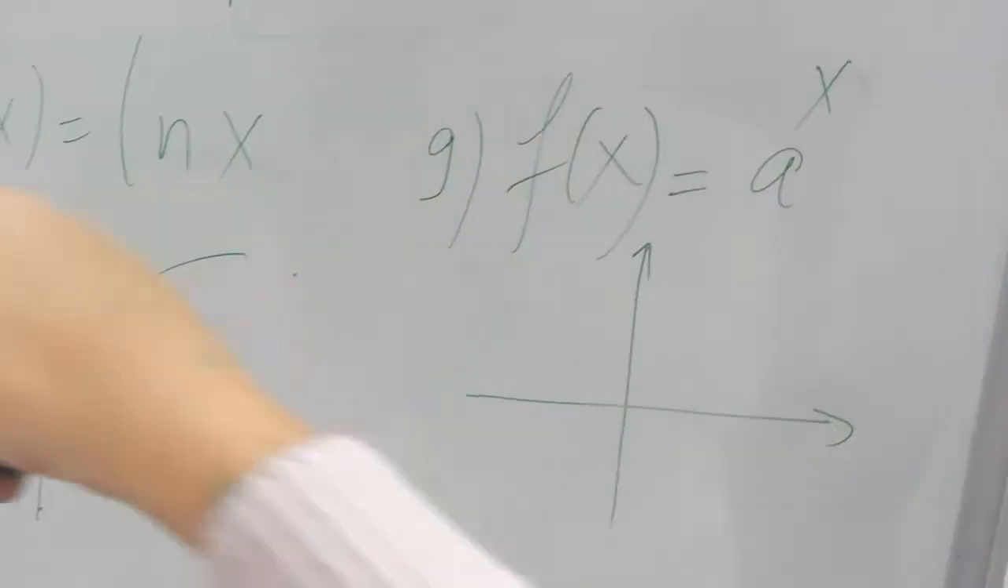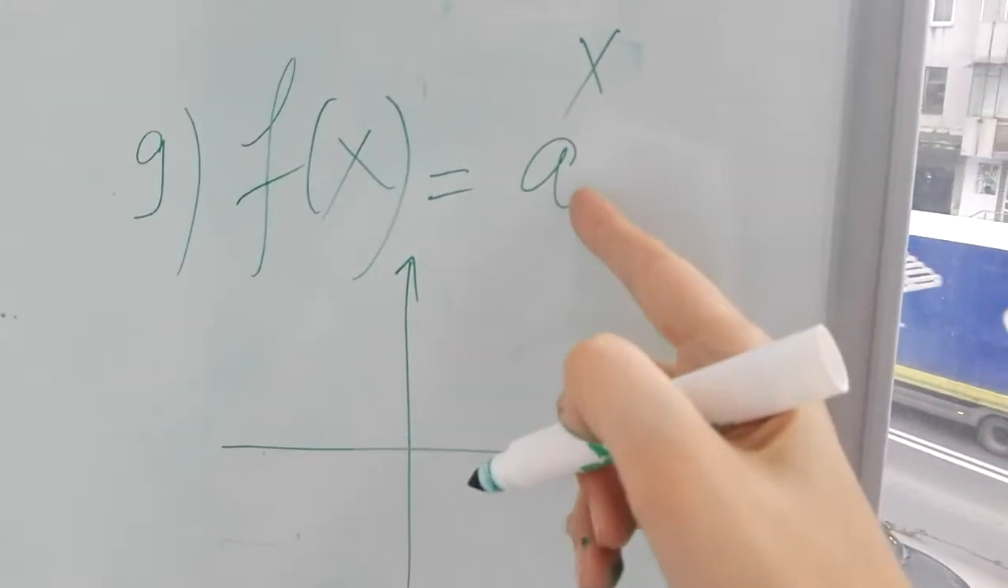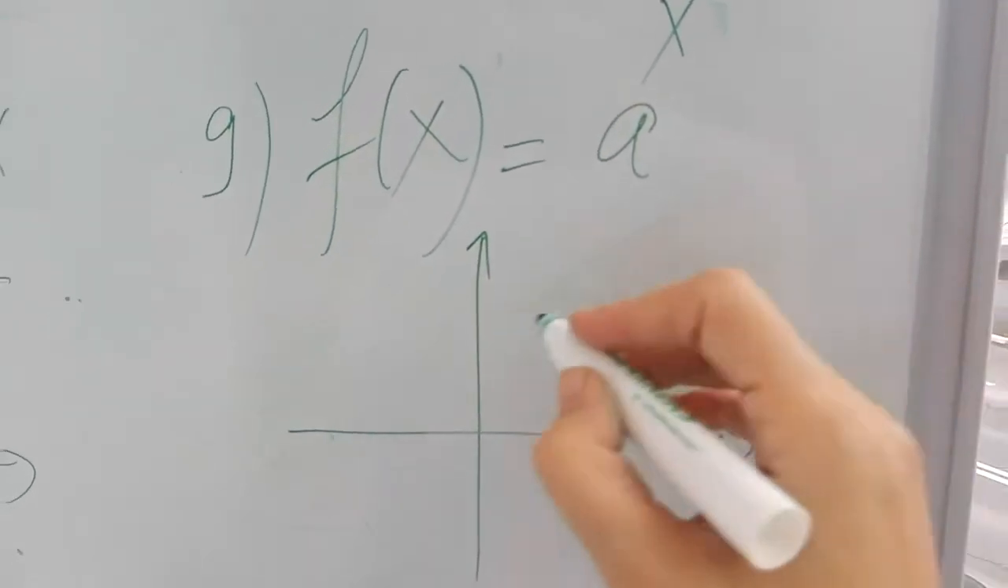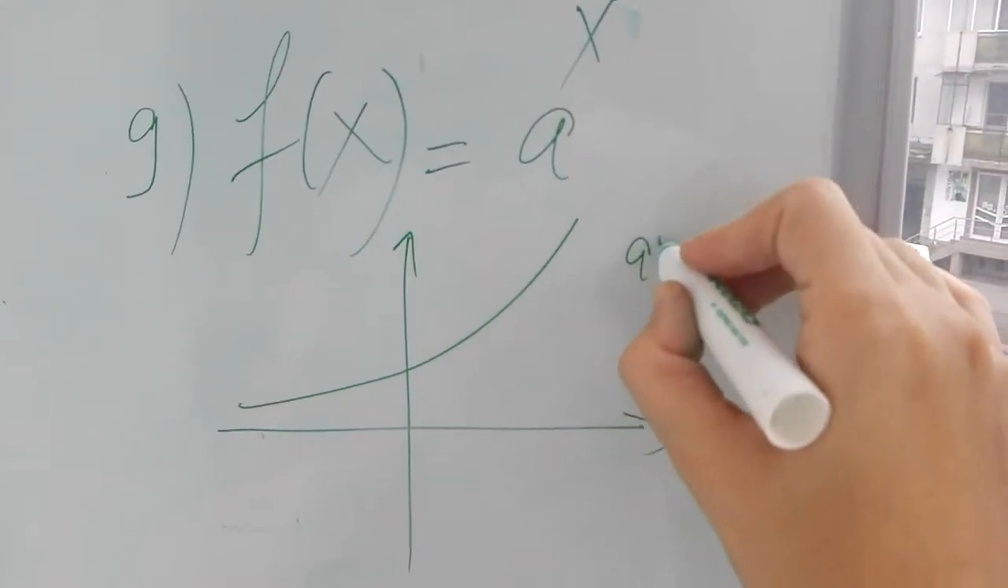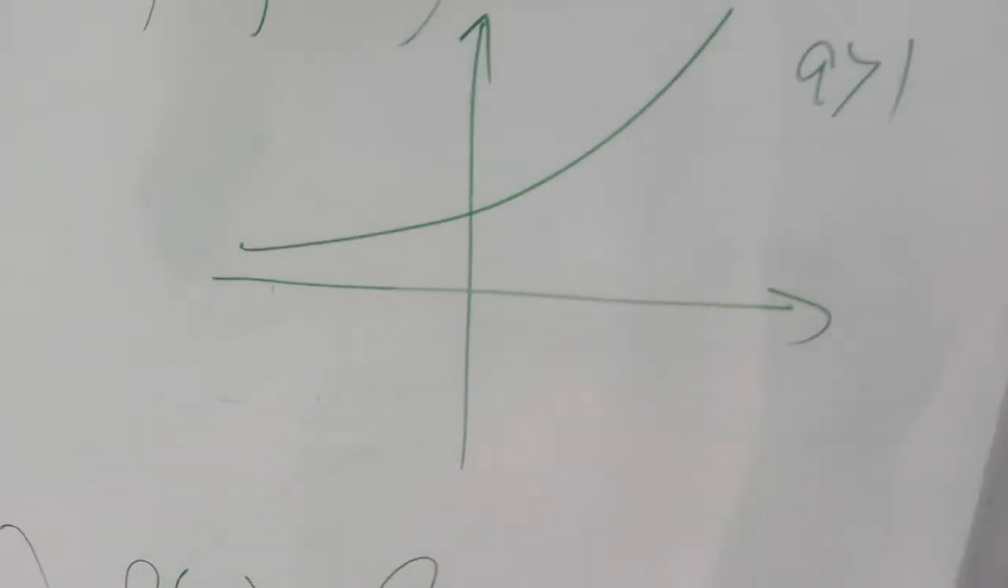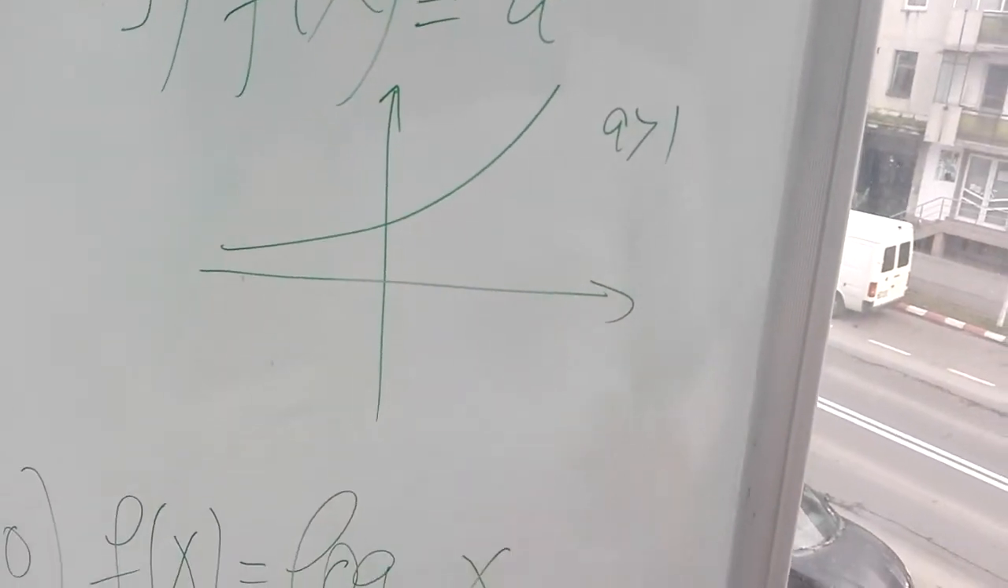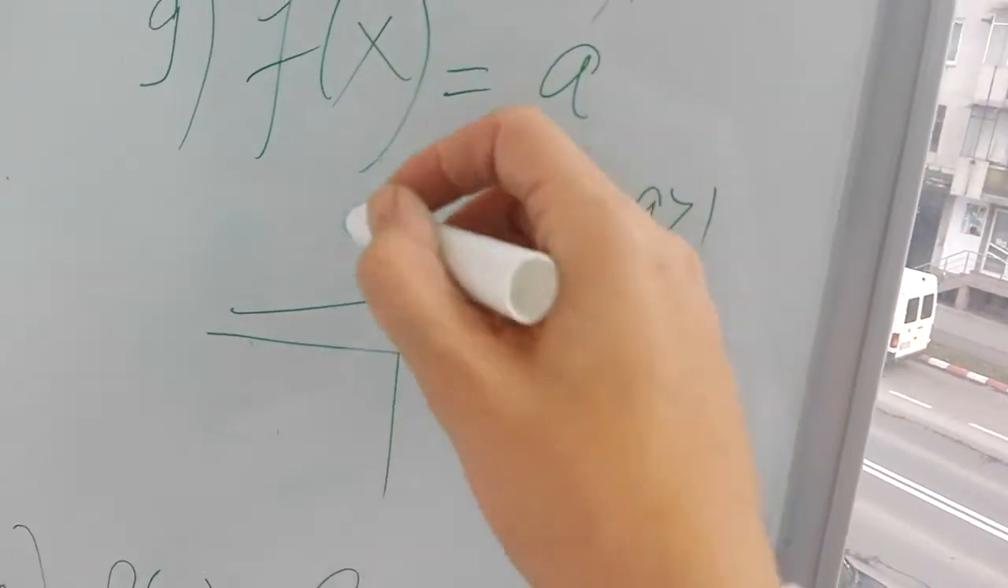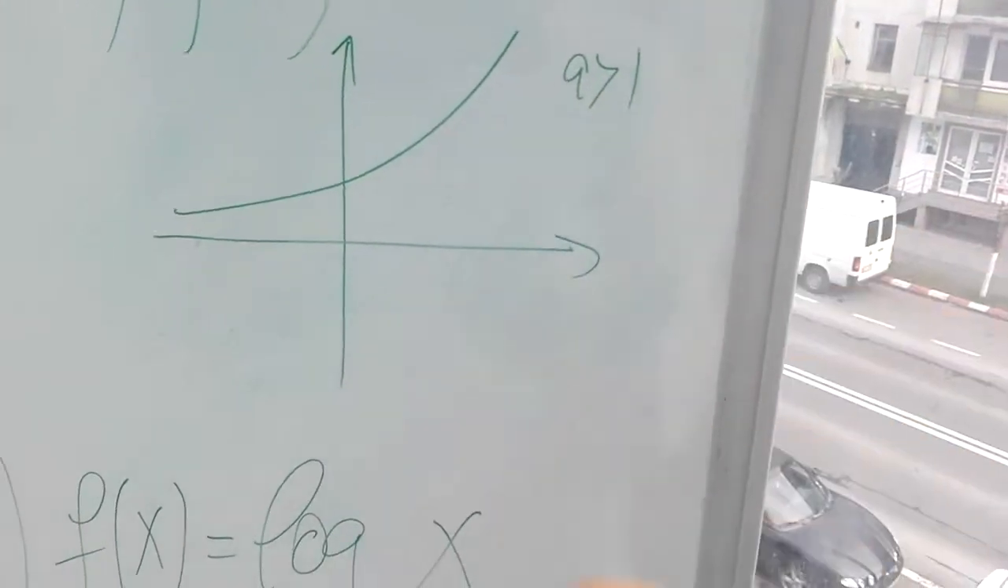Okay, my number 9 function is a to the power x. And the a to the power x, similar to the e to the power x, depends on a. If the base is a number bigger than 1, it will be a graph going up. So this is for a bigger than 1. And if I have a number less than 1 over here, my graph will be decreasing. I'm going to show you in just a few minutes.